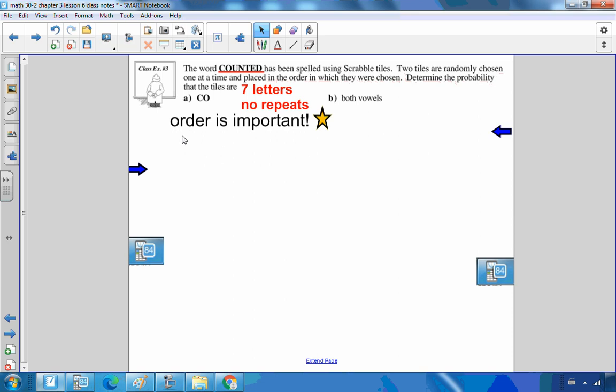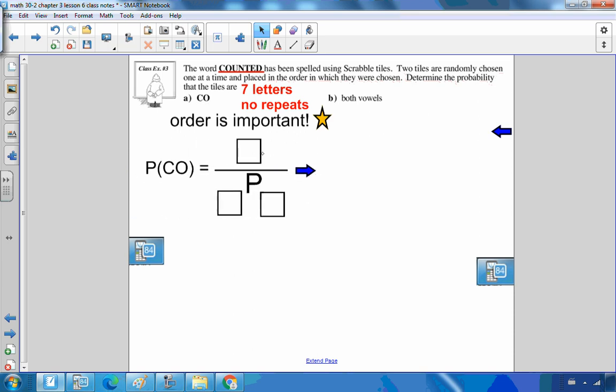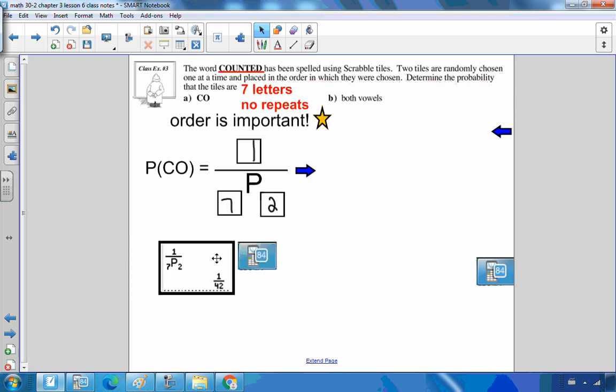So I want to know the probability that the tiles are CO. CO in that order, only one way that can happen. So CO, 7 letters, and I want 2 of them. So 1 out of 7P2, it's a 1 in 42 chance of that happening.